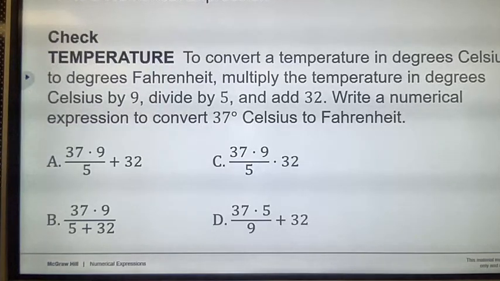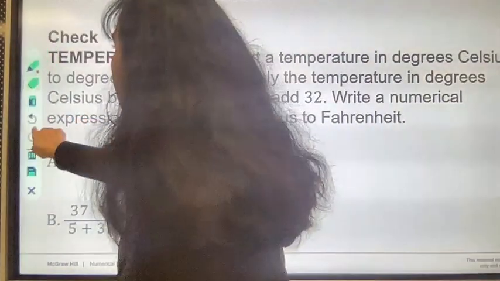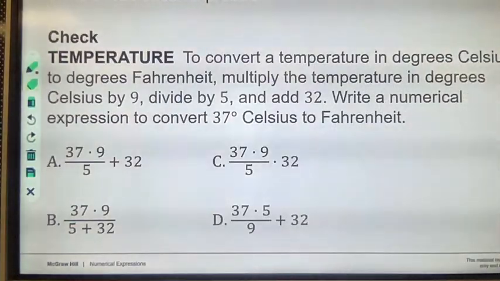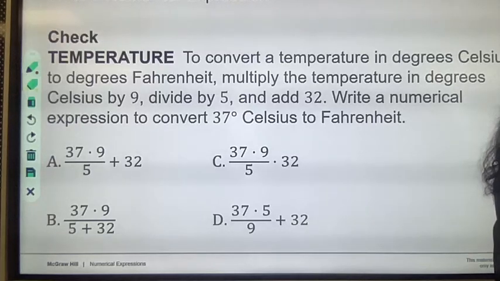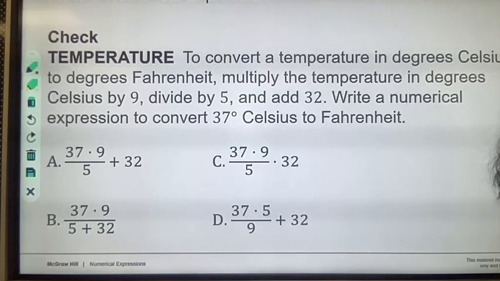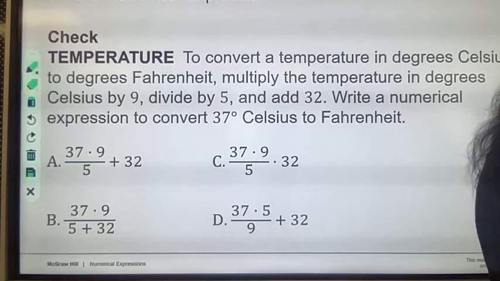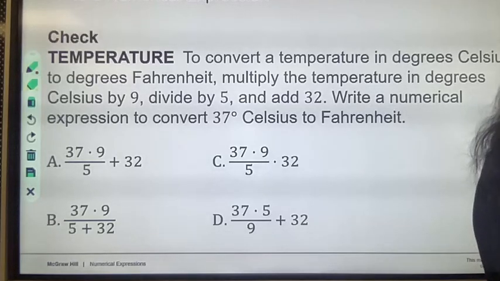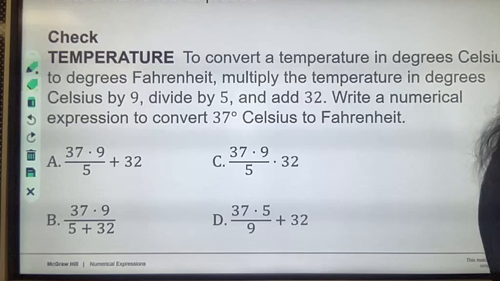Like this one. Again, we are writing a numerical expression. So, temperature. To convert a temperature in degrees Celsius to degrees Fahrenheit, multiply the temperature in degrees Celsius by 9. And then divide by 5 and add 32. So write a numerical expression to convert 37 degrees Celsius to Fahrenheit.